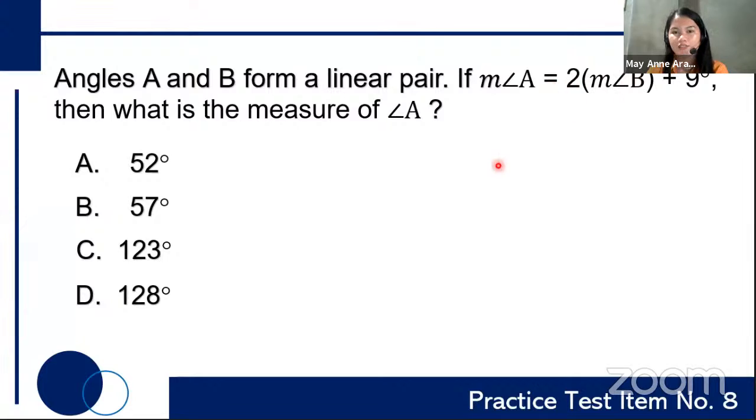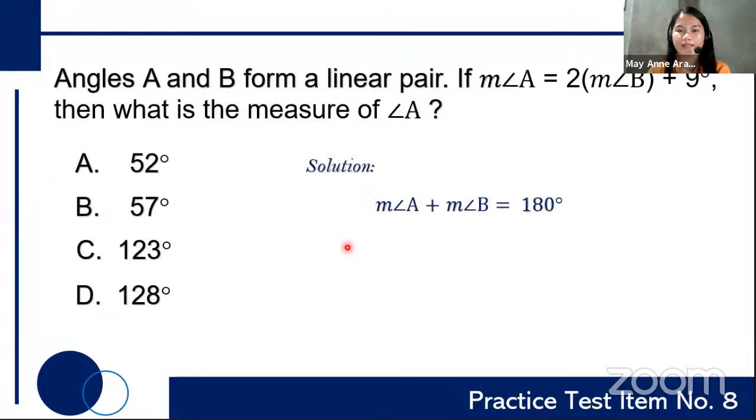It's just 2 times the measure of angle B plus 9 degrees plus measure of angle B equals 180 degrees since they form a linear pair. Okay, let us have the solution.